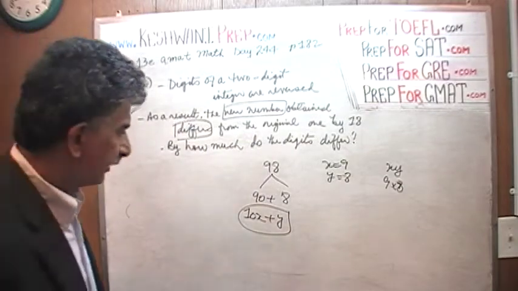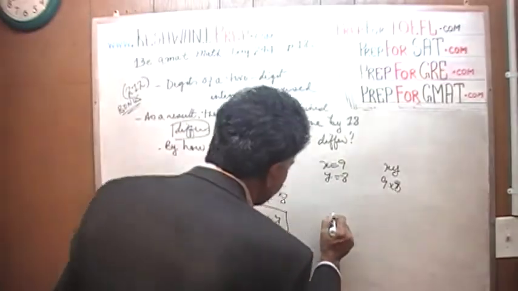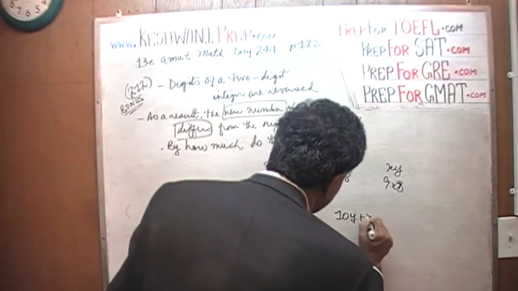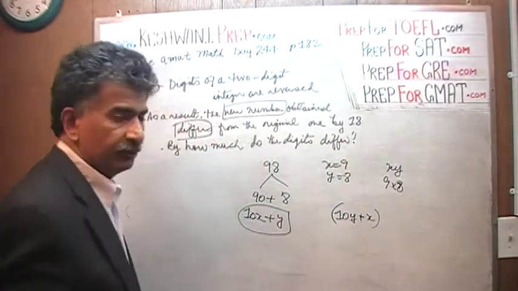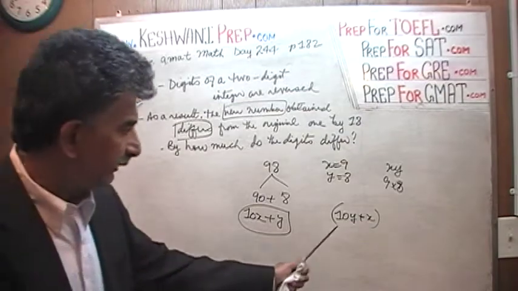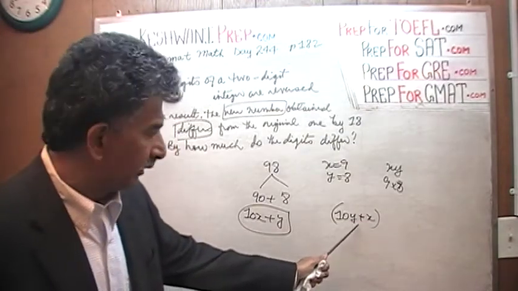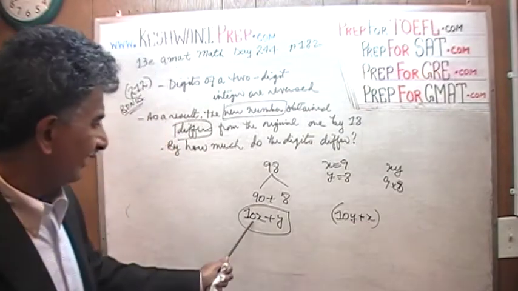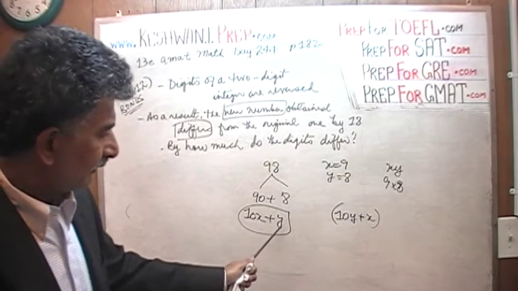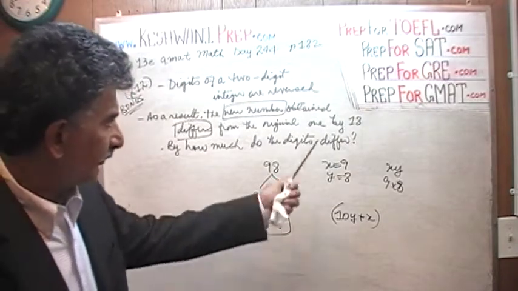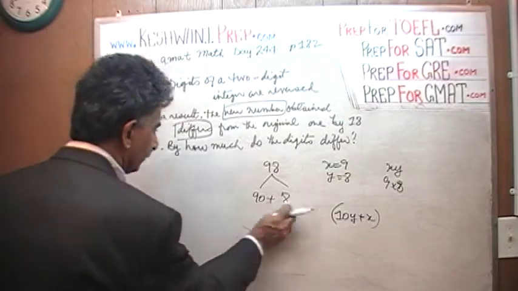And when you reverse the digits, 10x plus y becomes 10y plus x. Now it is 10 times the unit digit plus the ten's digit. Before it was 10 times the ten's digit plus the unit digit. And their difference is whatever it is. Do you understand? So let's do it.